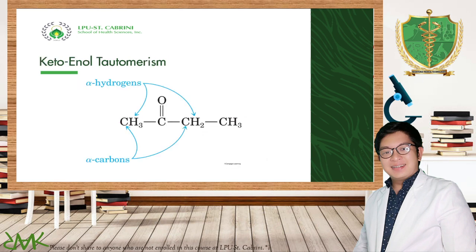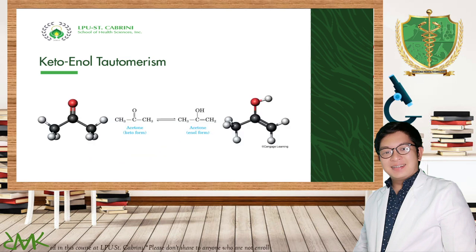Now we have what we call keto-enol tautomerism. A carbon atom adjacent to the carbonyl carbon is called an alpha carbon, and the hydrogen bonded to it is our alpha hydrogen. The carbon next to the carbonyl group is termed the alpha carbon, and the hydrogen attached to the alpha carbon is termed the alpha hydrogen. So what do we have in keto-enol tautomerism?